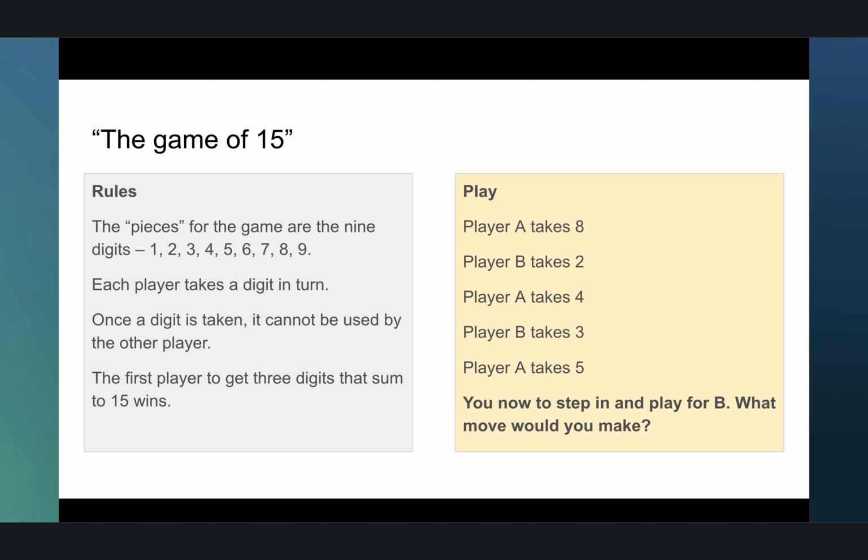imagine that you're stepping in and you play for B. So what move would you make? What would be the best move? That's not that easy. And try to think about what you're trying to do with your mind in order to answer the question. Right? One problem is that you have to keep track of what you took, what the opponent took, sum the numbers. It's really, really, really complicated. Right?